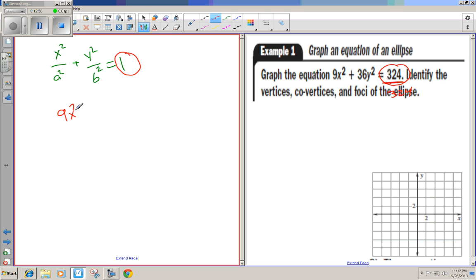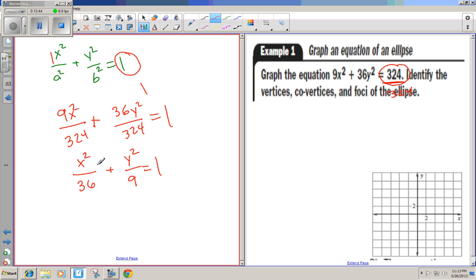So what you've got now is 9x squared over 324 plus 36y squared over 324. Now it equals 1. So we've done very good at making this equal to 1. The problem here is that now this is not a 1x squared over a squared. But if you go ahead and reduce this, what is this equation if you do 9 over 324? You end up with x squared over 36 plus y squared over 9 equals 1.